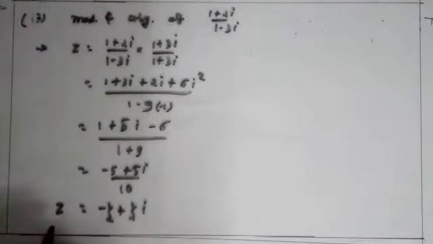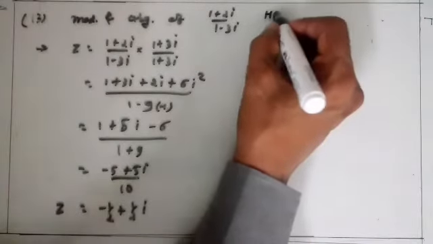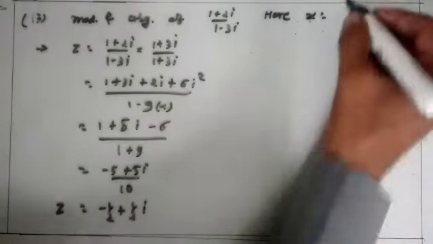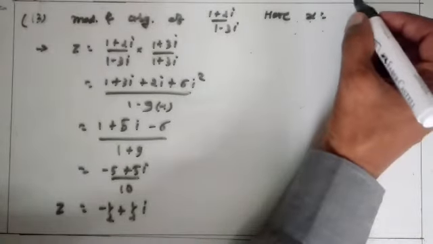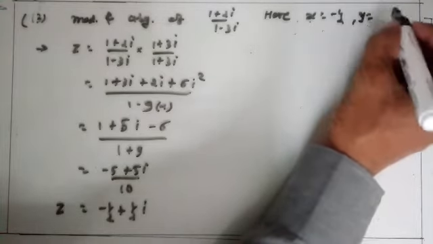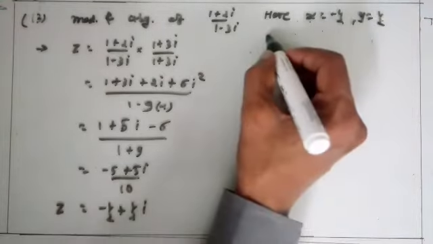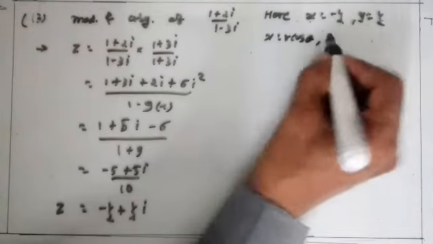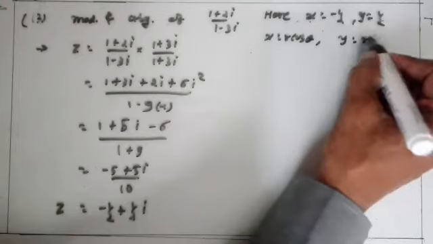Now comparing with z is equal to x plus iy, here x is equal to minus 1 by 2 and y is equal to 1 by 2. And we know that x is equal to r cos theta, y is equal to r sin theta.